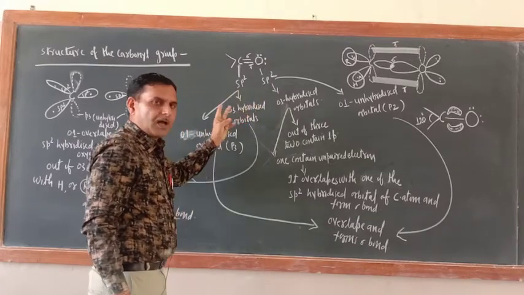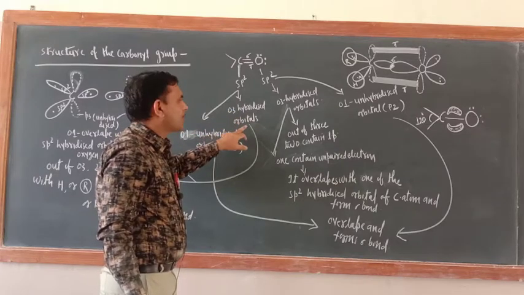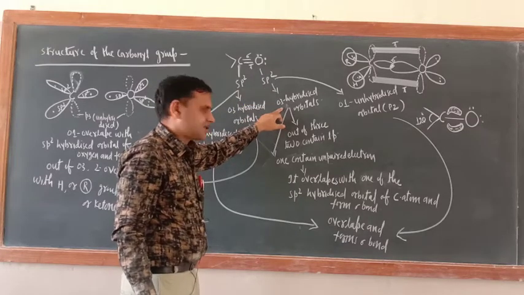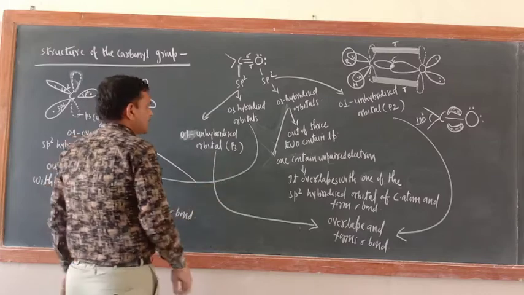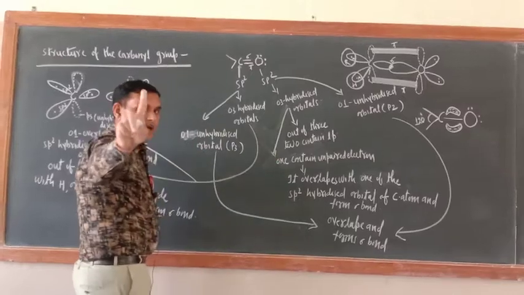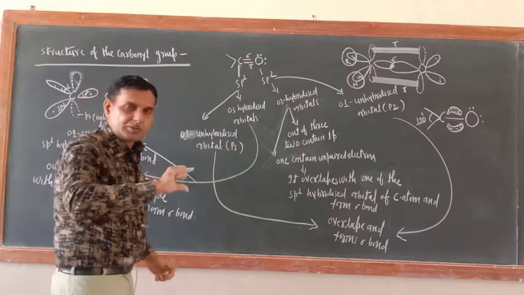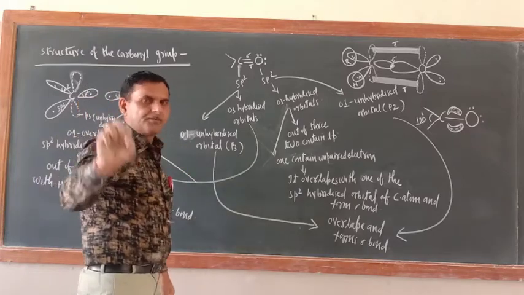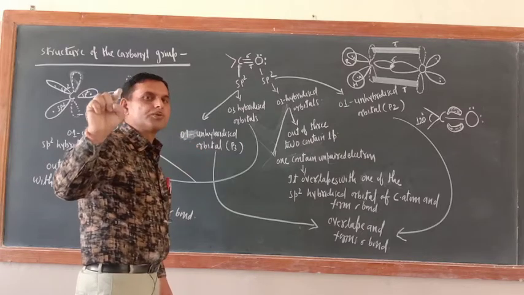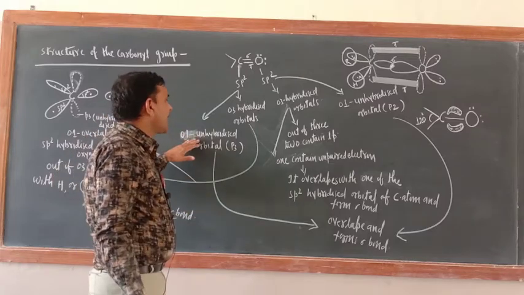So when sp2 hybridization is there, how many total orbitals will be formed? 3 hybridized orbitals will be formed by the carbon, and 3 hybridized orbitals by the oxygen. Now try to understand, in carbon and oxygen, one orbital will be unhybridized. You see the electronic configuration of carbon: carbon means 6, 1s2, 2s2, 2p2. So 1 pz is unhybridized.